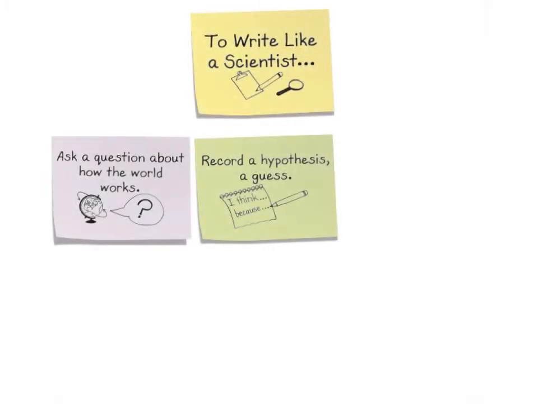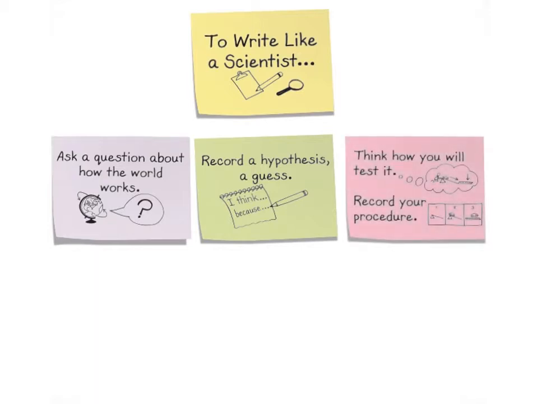Okay, so we said that to write like a scientist, we need to ask a question about how the world works, and we need to record a hypothesis, a guess. We need to try to guess what will happen and then do an experiment to see if we were right or not. A hypothesis is a very important part of being a scientist. Okay? And once we do that, we have to think about how we will test it and record our procedure. So that kind of brings us to where we are right now.